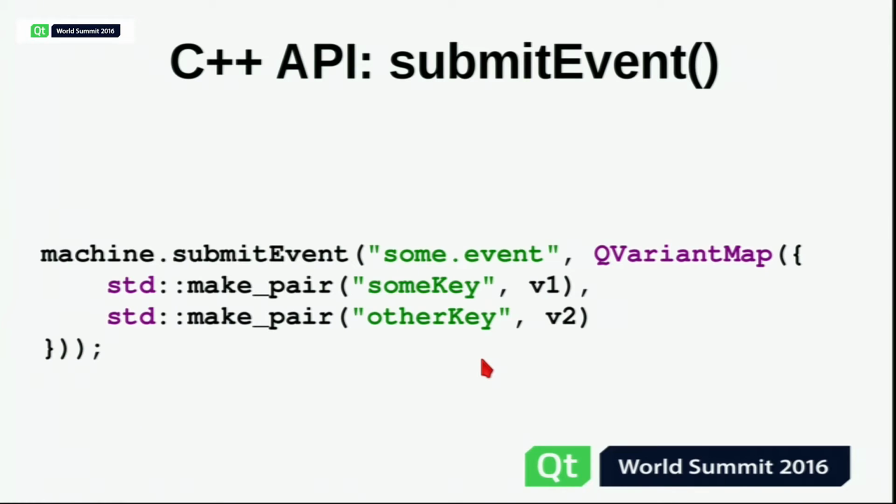And the same way you can submit an event, specify a name, and some variant that you send as data. So that would be a variant map here with something you might tell the state machine.